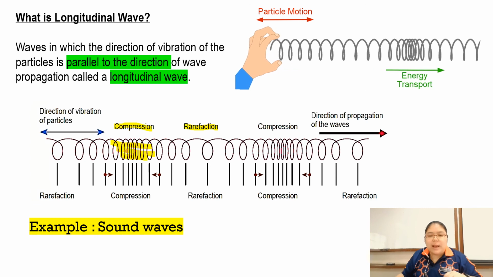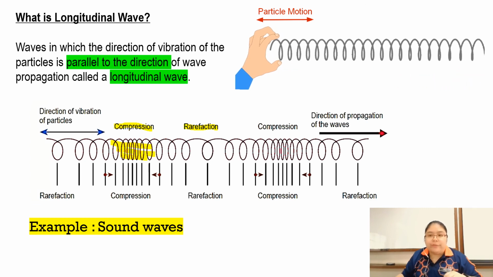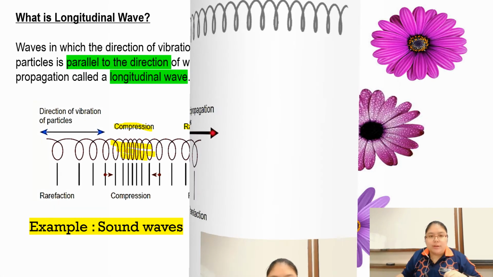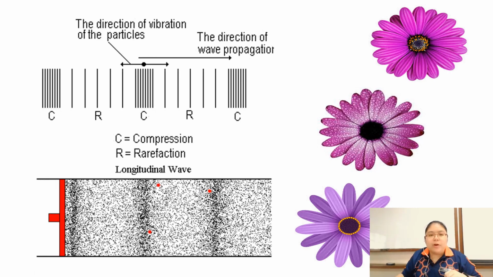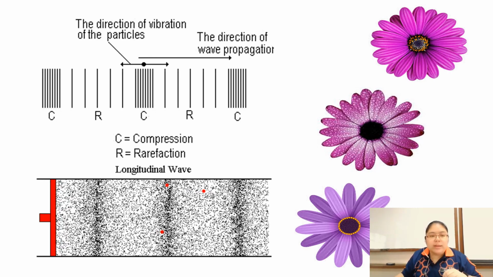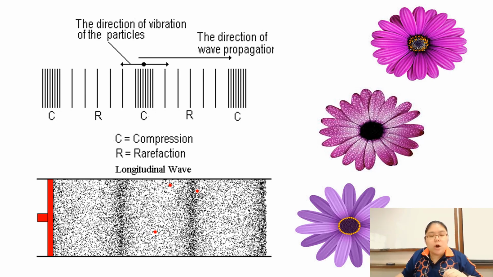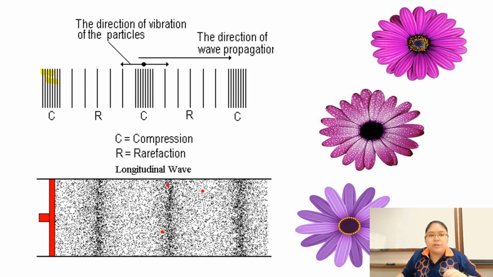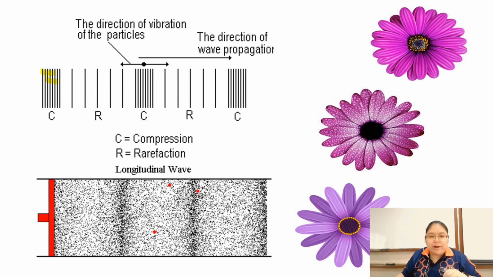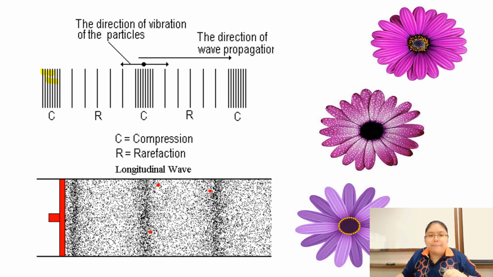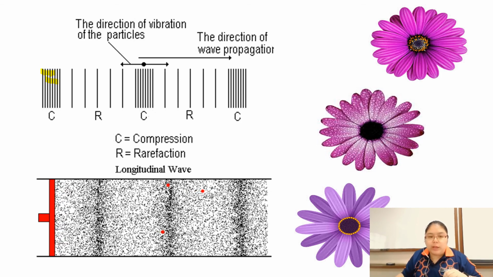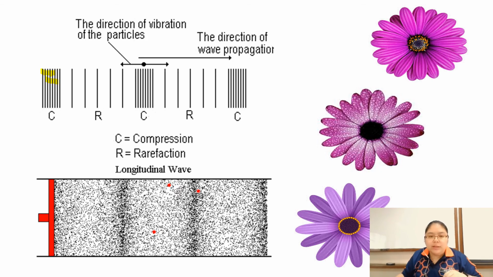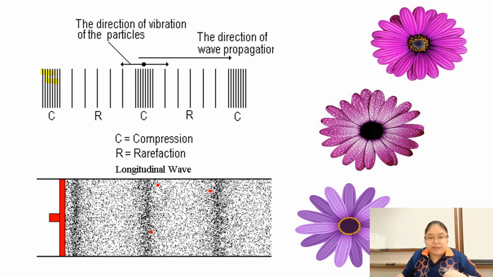For example, a sound wave. I also want to show when this situation produces compression or rarefaction. When they are closer, we call this compression. When they are far away, we call this rarefaction. This is an example with molecules. Closer means they compress together, and far away means rarefaction.